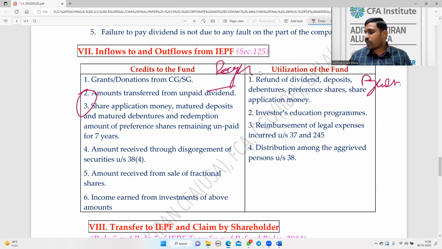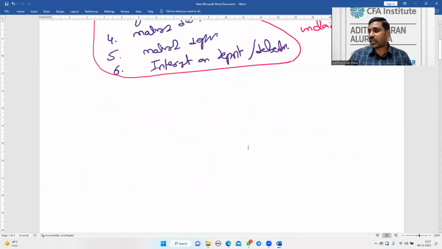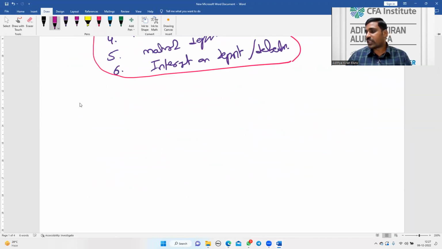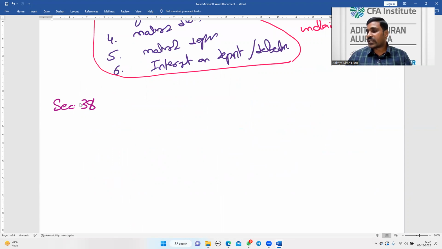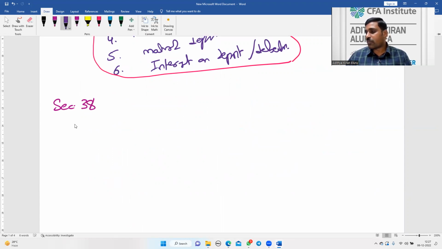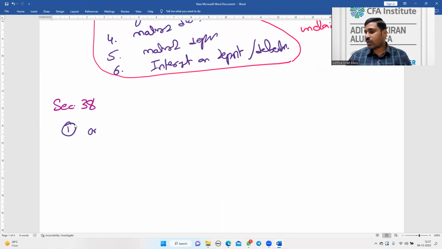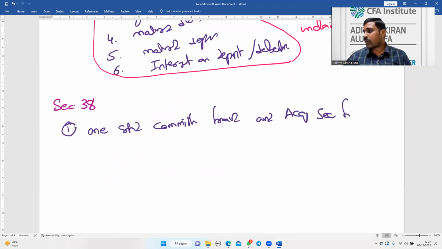Now look at the amount received through disgorgement of securities under section 38. First we have to discuss what section 38 is. Section 38 says one shareholder committed fraud and acquired shares or securities from the company.